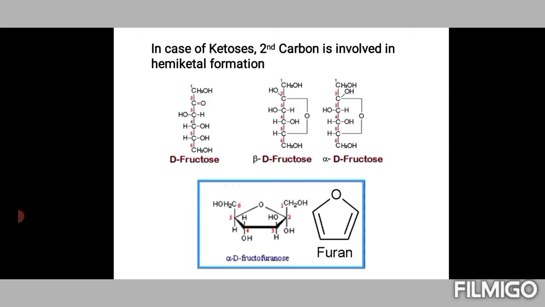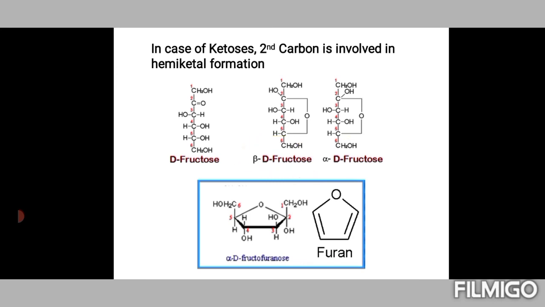As also in the case of fructose, for example, we are taking fructose as an example for cyclical formation of ketoses. Here again, the straight chain structure is shown here. This is beta D fructose and this is alpha D fructose. You can see the cyclical structure starts from the fifth carbon again to the anomeric carbon. In alpha D, the OH is on the right side. In beta D, the OH is on the left side.